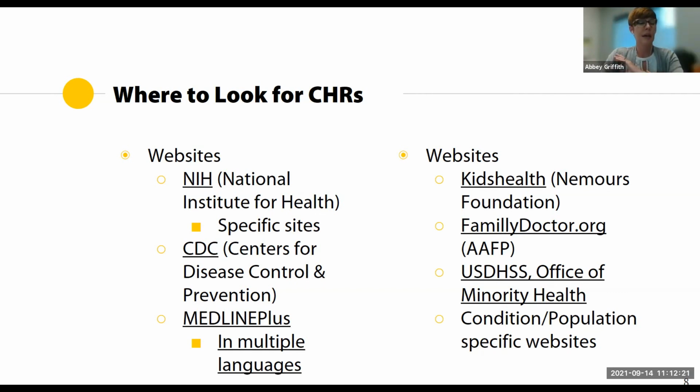There's also a number of condition and population specific websites. Sites like cancer.gov have consumer health information for folks going through cancer treatment or needing more information about that. Diabetes.gov also has a lot of consumer health information. The National Institute of Mental Health also has tons of resources and information available to patients and lay people who just want to know more about conditions and situations that they're in.